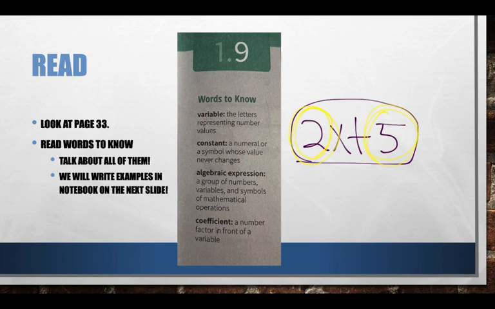The 2 is a coefficient. What's 5? 5 is a number. It's not a variable because it's not a letter. What is 5? It's a constant. Very good. 2 is a coefficient and 5 is a constant.